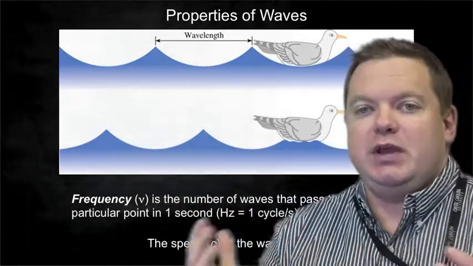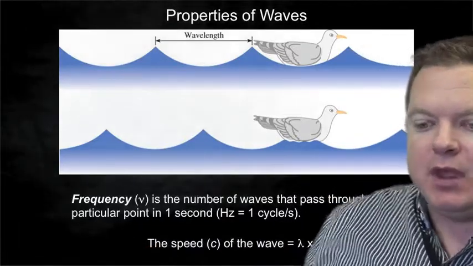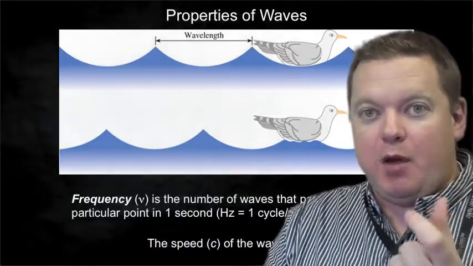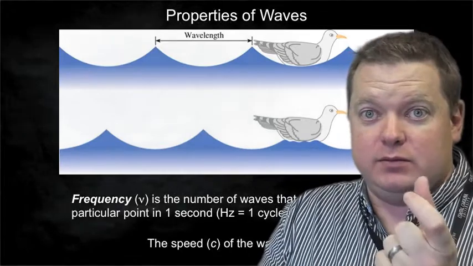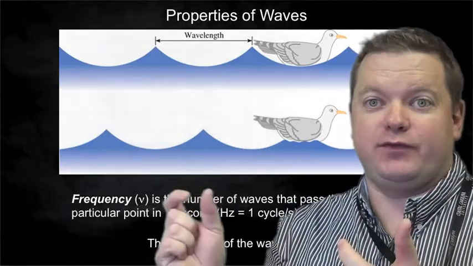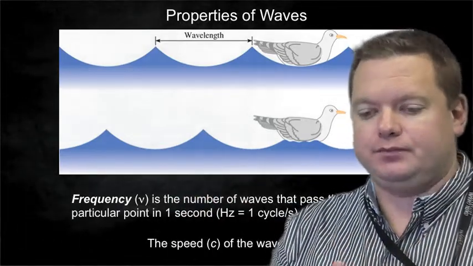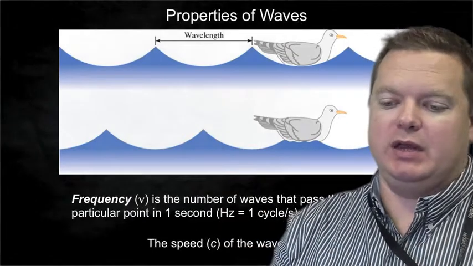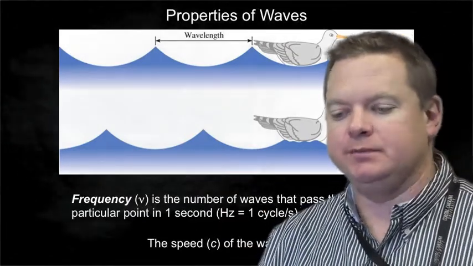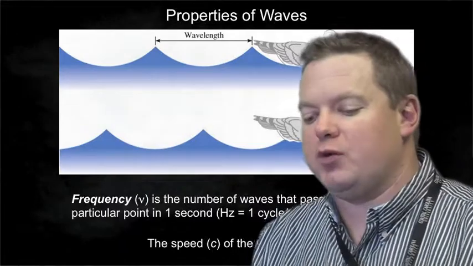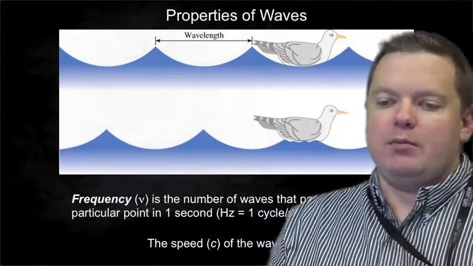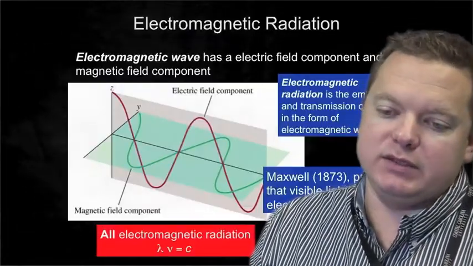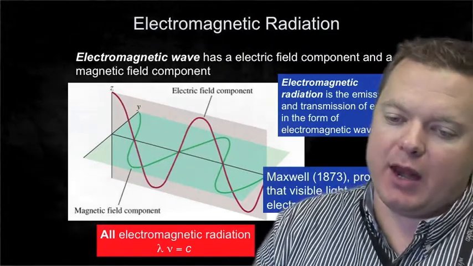So we can talk about the speed of any wave then being the wavelength of that wave times the frequency that it's traveling. So it's going to relate to the speed. So wavelength times frequency. And so these are just general properties of waves. What we're talking primarily about now is light, or what we call electromagnetic radiation.